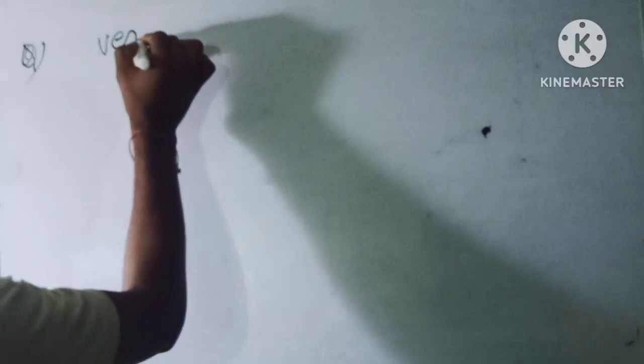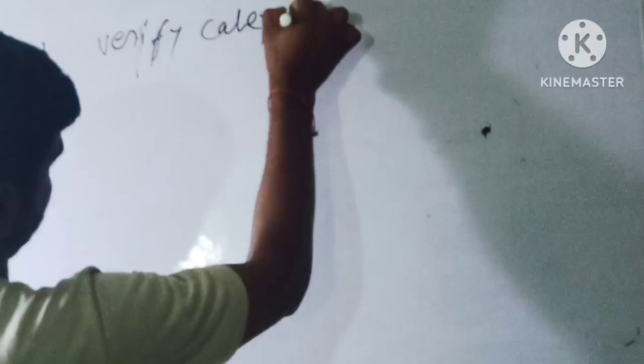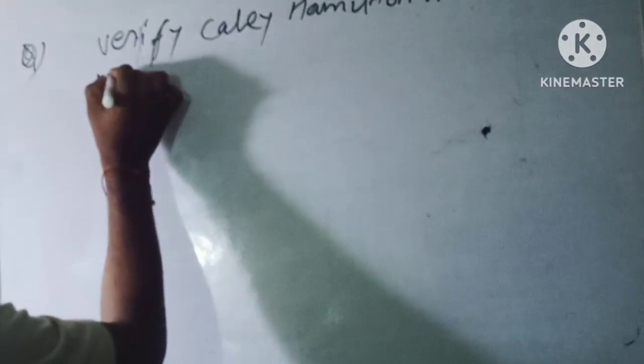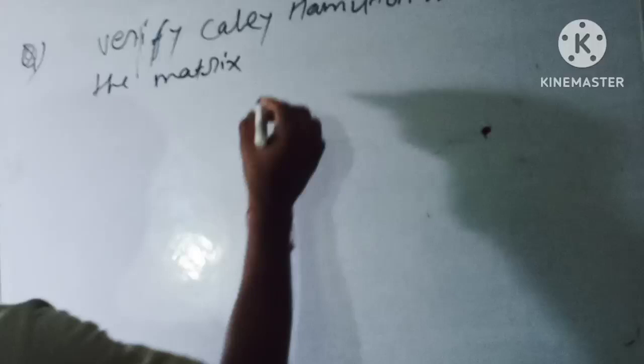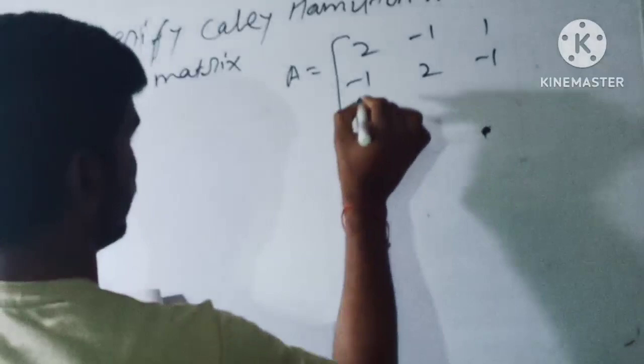Now we will move to the questions. How to solve a problem by using the Cayley Hamilton theorem, right? Verify the Cayley Hamilton theorem for the matrix A equal to 2 minus 1 1, minus 1 2 minus 1, 1 minus 1 2.